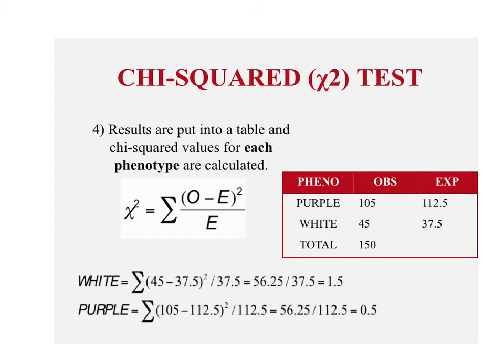Now here you can see that we've got the phenotype table. I haven't done the whole thing this time. I've just done it as an equation down the bottom. So we've got our observed minus expected squared divided by the expected. And that gives us a chi-square value for white as 1.5 and a chi-square value for purple as 0.5, giving us an overall chi-squared value of 2.